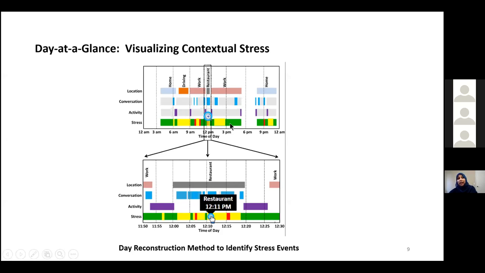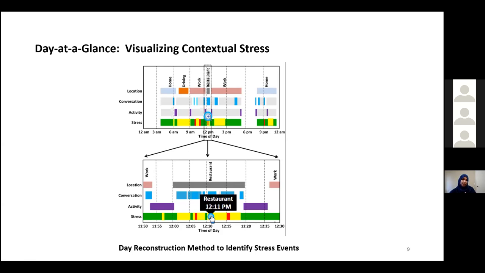And also, if we look at this non-stress part, we can see, okay, today's work was not that stressful. 50% of the time I was stressed at work and not stressed the remaining part of the day. And at home, I have some frequent stress events, but mostly I was having no stress at home. So it gives some understanding of the whole day of my stress events.